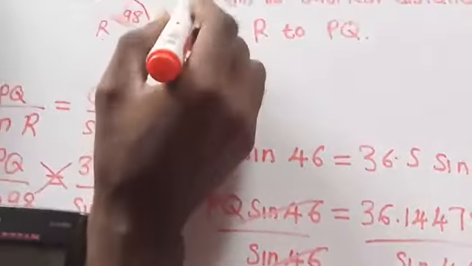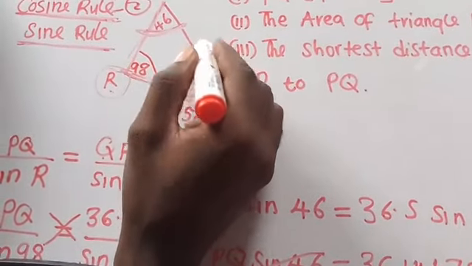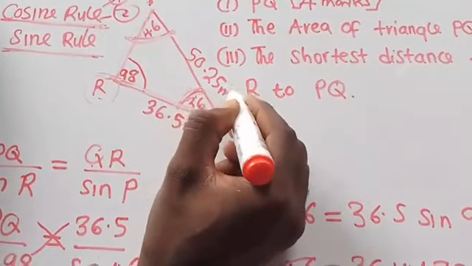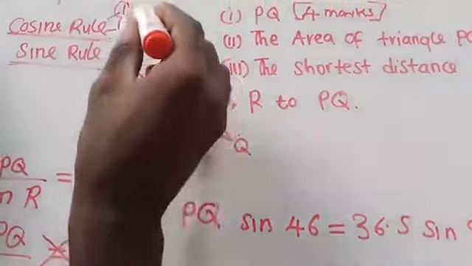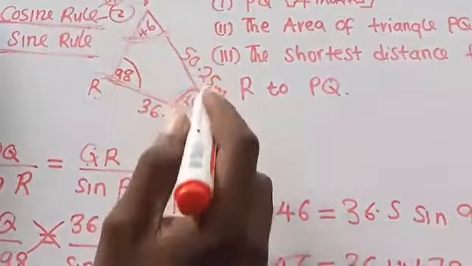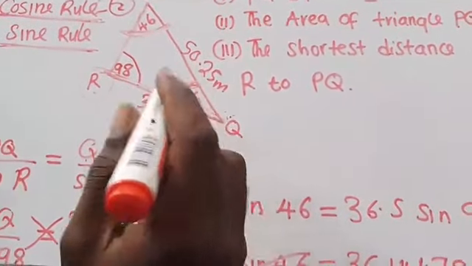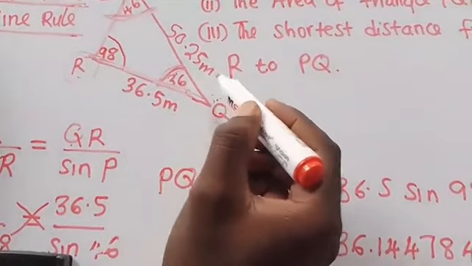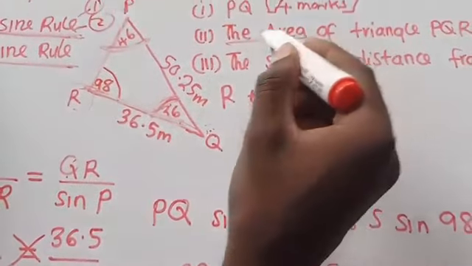So I go to my diagram now. I look at my diagram. This which was given was 50.25 meters. That is my missing side. So I'm able to find that. I've just solved that one. So you are now able to answer this question.